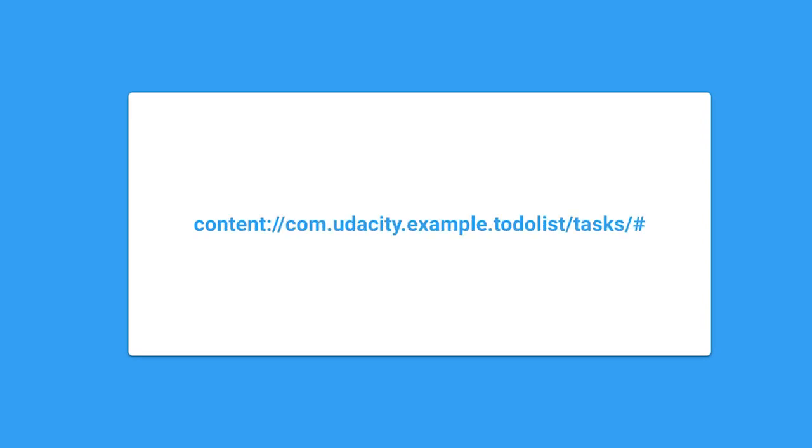This is the hash symbol seen here. What this hash symbol stands for is any integer number. So as long as the URI has an integer ID after its task path, it will be recognized as a URI that points to a single item. Let's look at a few more examples of URI structures that use these wildcard characters.